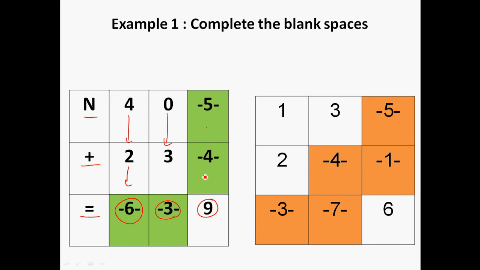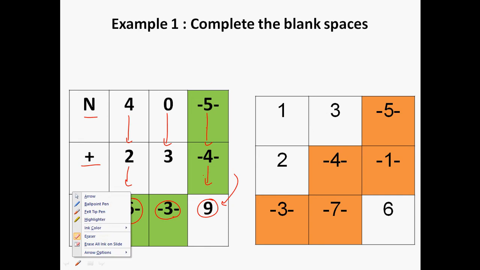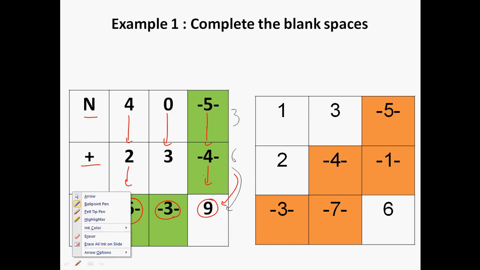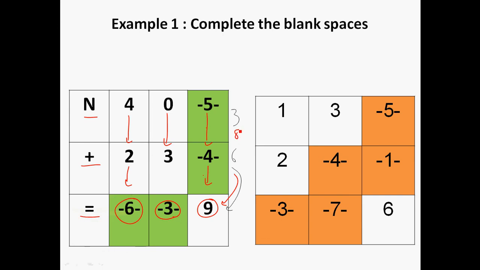You want to find these two boxes. 9 is how many plus how many? Give me two numbers whose answer is 9. The example I wrote for you: 5 plus 4 equal 9. Also you can write 3 plus 6 equal 9, and another, 8 plus 1 equal 9. So you have a choice to write in these two empty boxes, but the answer is 9.